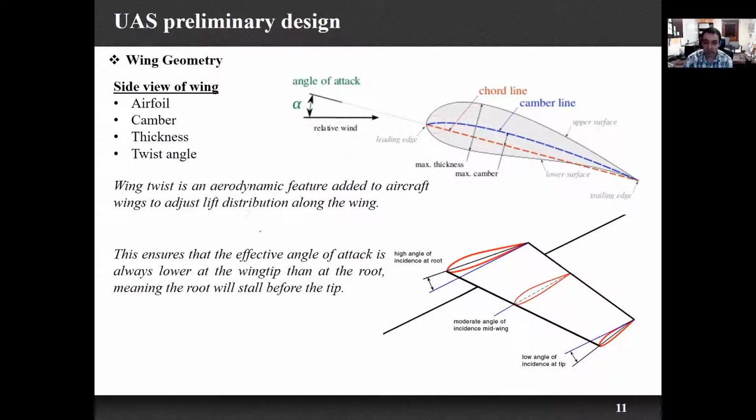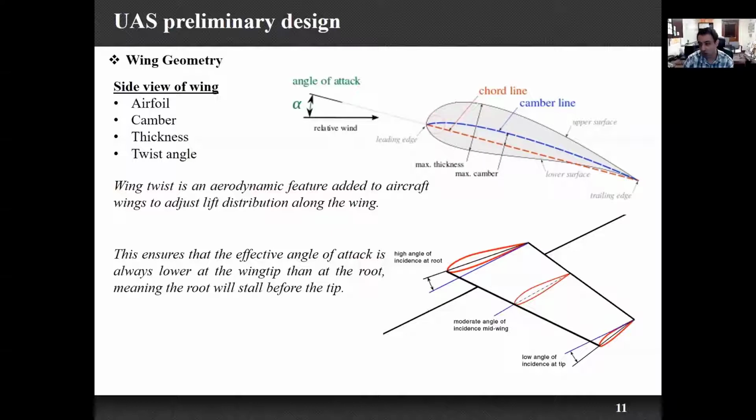So another important part, as we said, is the airfoil, which is the cross section of the wing that I showed you as an example in one of these airplanes. So in the side view, we had the airfoil, we had the camber, thickness, and the twist angle. So this is the geometry of the airfoil. Once we get to the software XFLR5, I'm going to show you how you can design an airfoil and how you can create the airfoil. But this is the geometry of the airfoil.